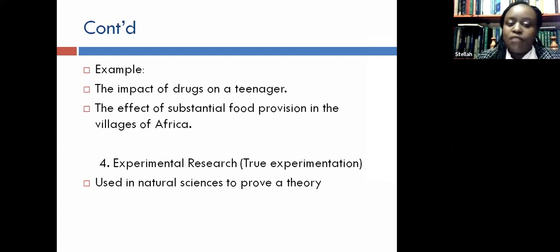The second one could be the effect of substantial food provision in villages of Africa. So you don't manipulate the food provision, but you want to go to the field and find out how it affects the villages in Africa. Then the fourth technique of research in quantitative research is experimental, which is the main experimentation that happens in the laboratory. And this is quite common in natural sciences.